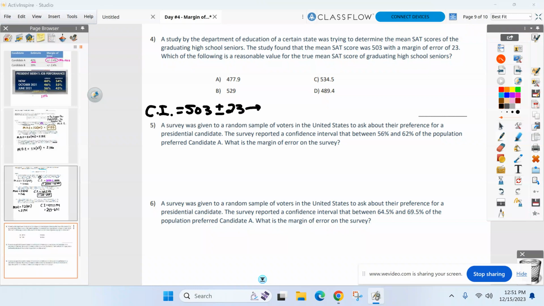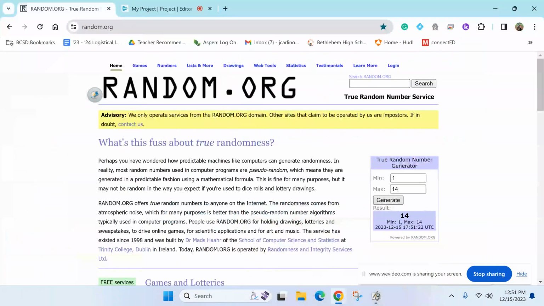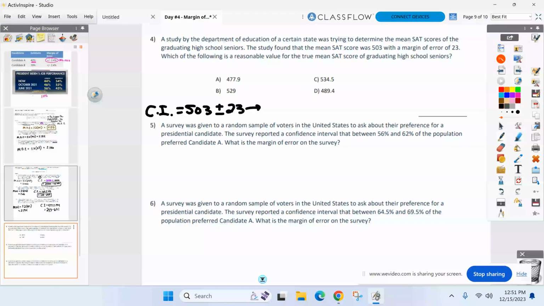And what's my interval here? Isabel, here we go. It's all right. Take your time. Between 480 and 520. So we're pretty confident the mean could be 489.4. That's reasonable because that's 95% within there.